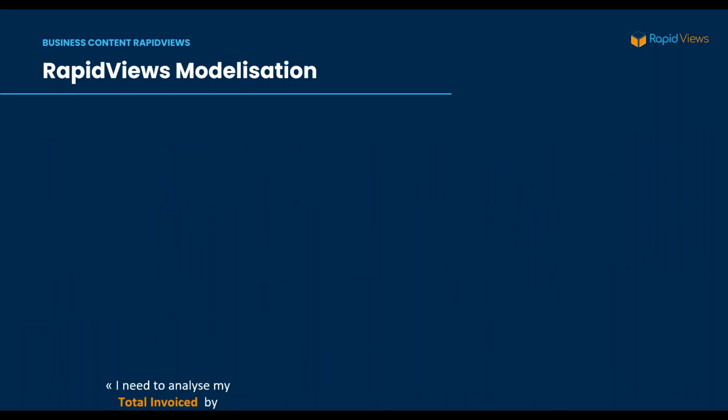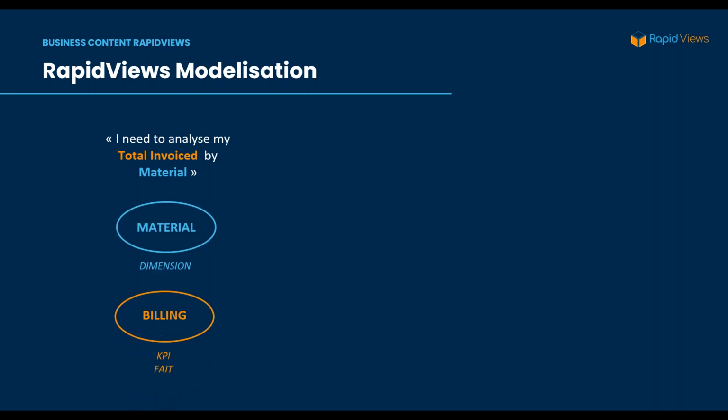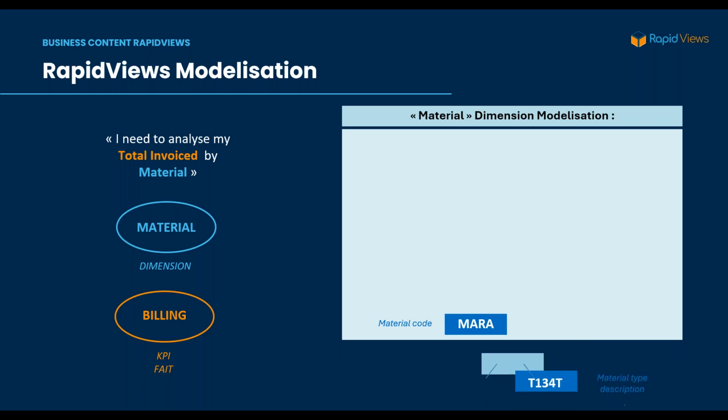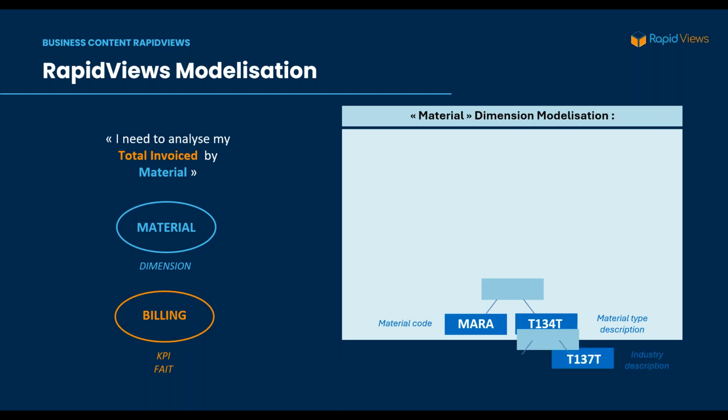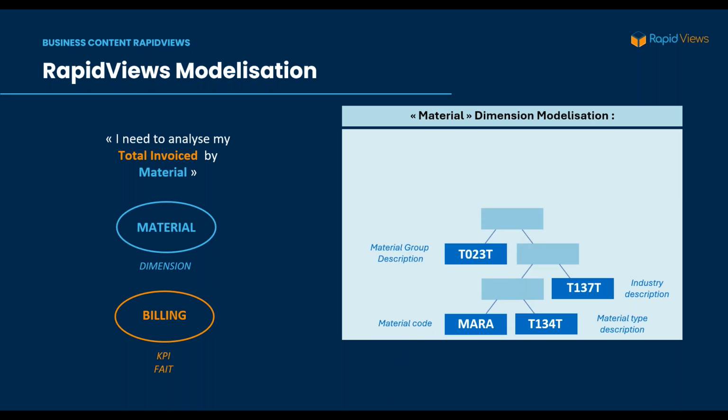So let's say that you want to build a report that contains total invoice per material. You need to build a material dimension and a billing fact table. Material is what we built a few years ago. To get a nice material dimension, you need to join multiple SAP tables, in this case MARA with all these tables, and know how to do that. It's what we built using the HANA technology.